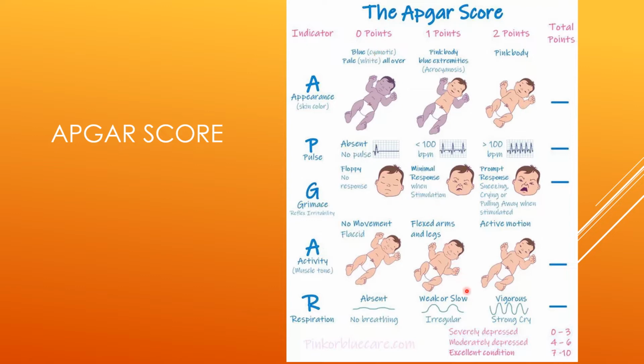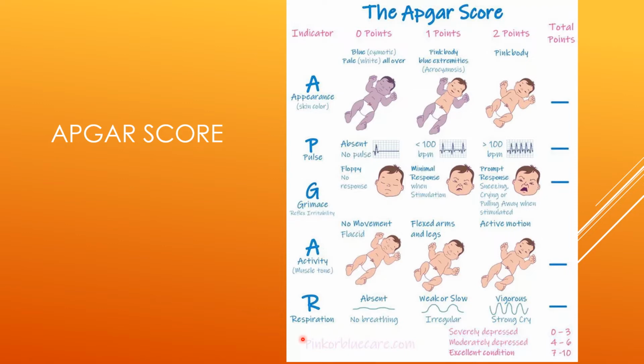Suppose if we flex the baby's arm and legs, and it is slow in progress, during that time we have to give 1 point. If it is very active, when we are pulling the baby's leg, automatically it suddenly goes back, during that time that is 2 points.